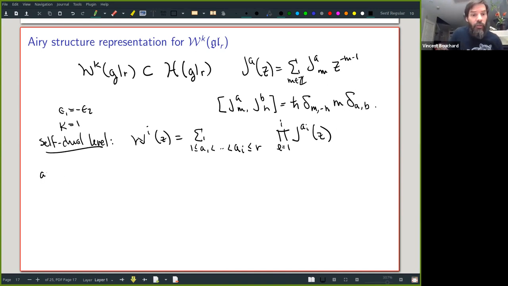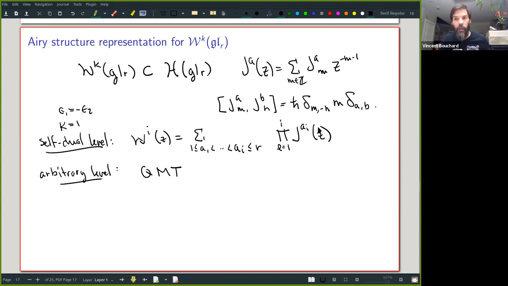Now, if you want to do arbitrary level, I'm not going to write down any formula because it's a lot more complicated. But there's something called the quantum Miura transform, which gives you a formulation of the strong generators in terms of the bosonic fields. So you can extract similar things, it's just much more complicated at arbitrary level, but you can do it.